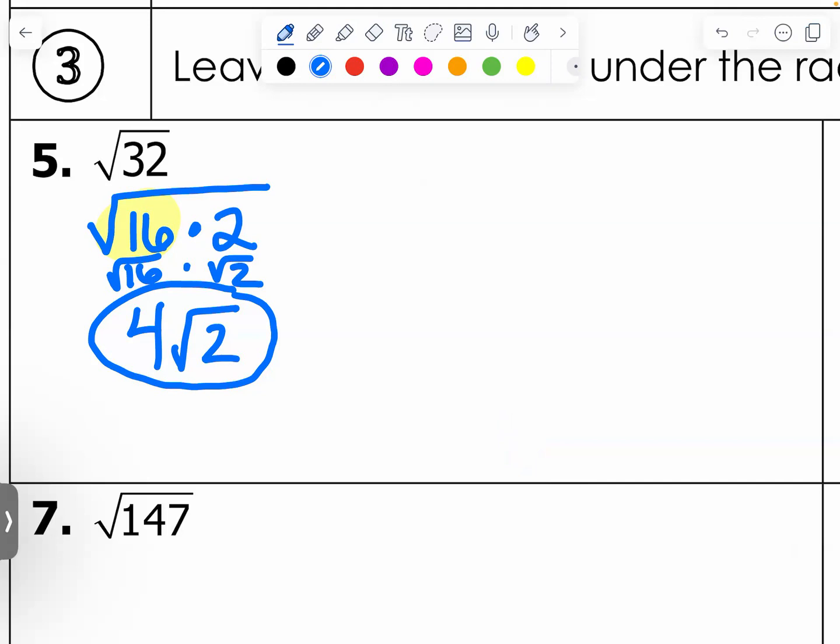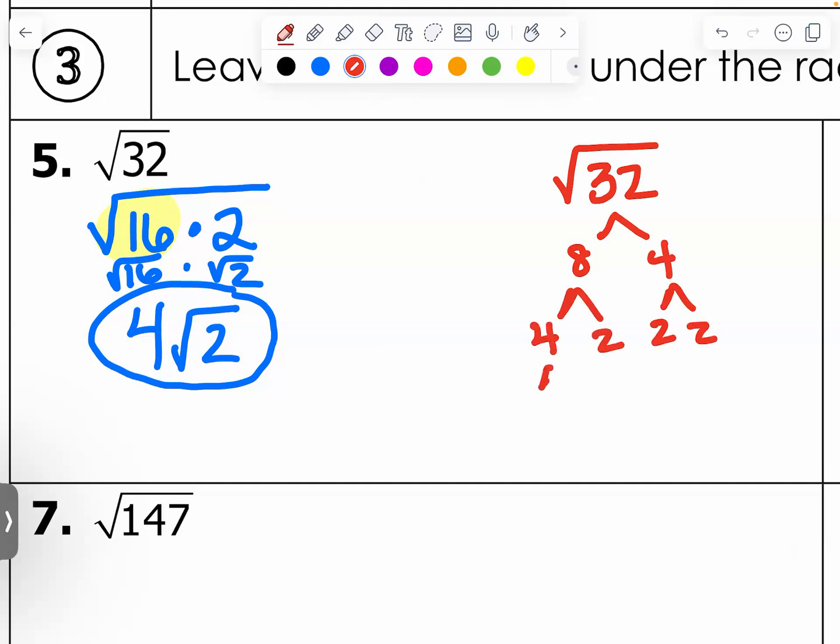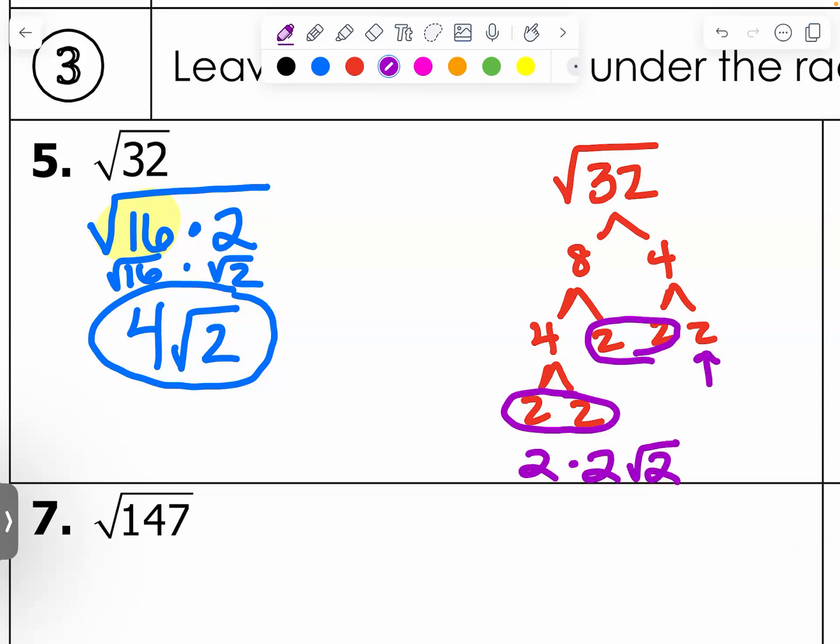Okay. Now, let's say you don't like that. What you can do is make a factor tree. So maybe you're like, 32. I know that that's 8 times 4. And I know 4 is 2 times 2. And I know 8 is 4 times 2. And I know 4 is 2 times 2. Oh, hey, here's 2 squared. So that comes out of the radical. Oh, hey, here's 2 squared. That comes out of the radical. And I have a loner, so he stays underneath the radical.